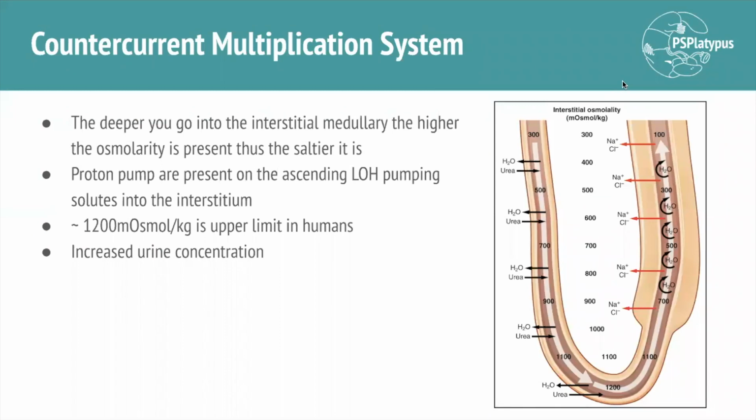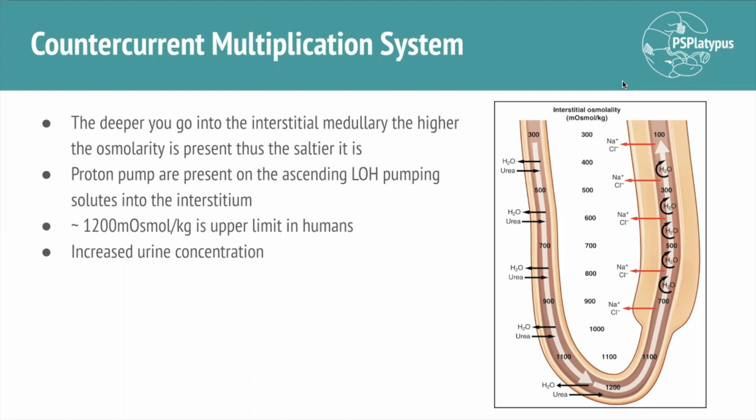Next, we'll explain the countercurrent multiplication system. The deeper you go into the interstitial medullary, the higher the osmolarity is. And as such, the greater concentration of urine becomes as water travels to areas of high osmolarity, and therefore we have greater reabsorption as we proceed further and deeper into the medullary. But how exactly does this work? So filtrate enters the descending loop of Henle at approximately 300 milliosmoles. At this point, the difference in osmolarity between the inside of the tubules and the surrounding medullary tissue is equivalent.